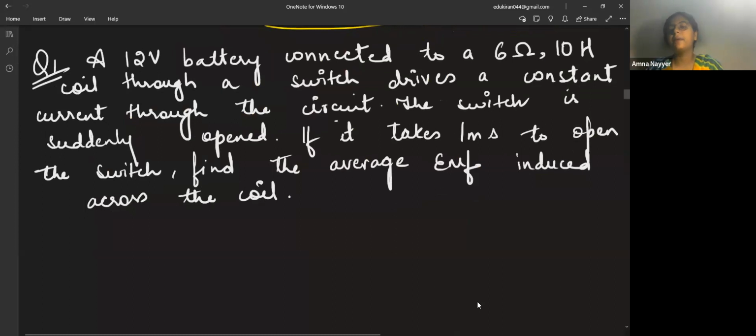This says that a 12 volt battery connected to a 6 ohm, 10 Henry coil through a switch drives a constant current through the circuit. The switch is suddenly opened. If it takes 1 millisecond to open the switch, find the average EMF induced across the coil. When you get such types of questions, do not focus on the story part, that if it takes this, then what happens. First, write all the data that is given to you.